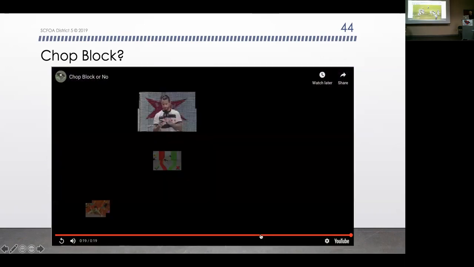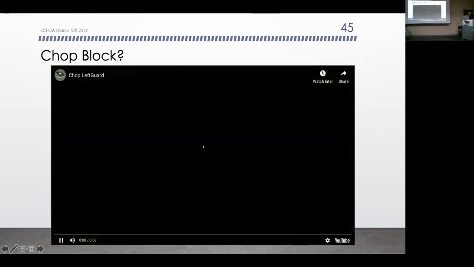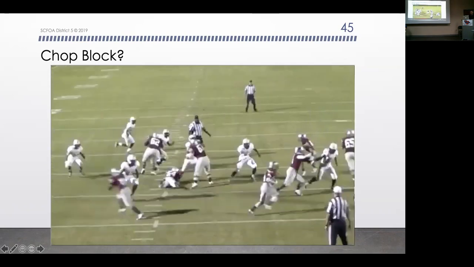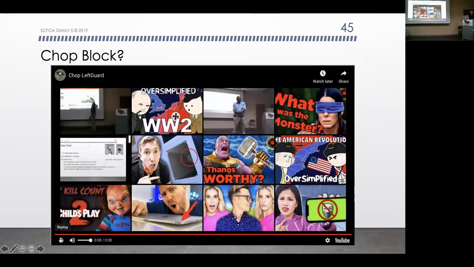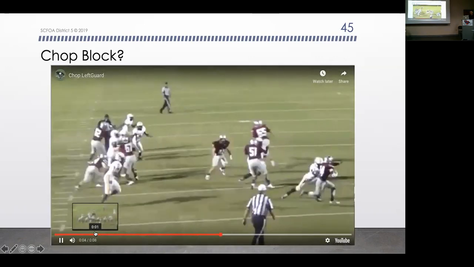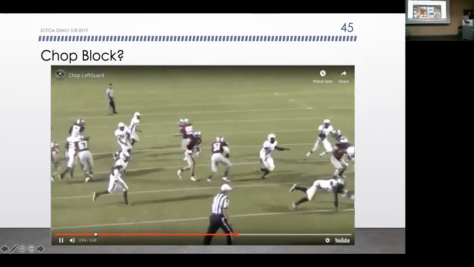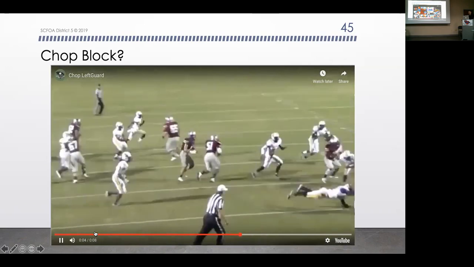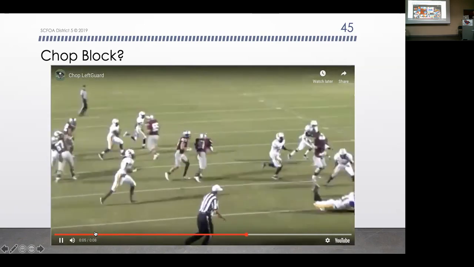This one's a little easier to see. He not only blocks him a little, he also holds his foot. It's the center and the left guard. About the worst shot block you could ever see. That's a difficult one, where a referee might have to step in and get that one too.